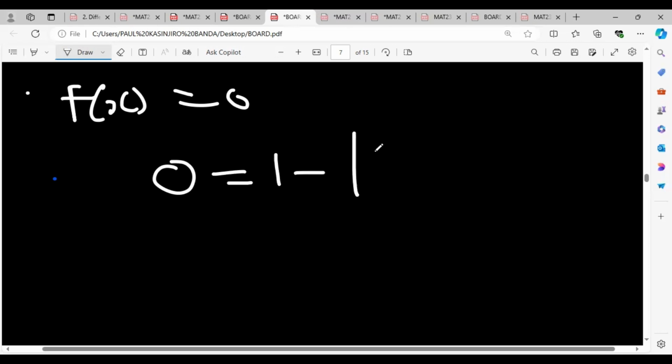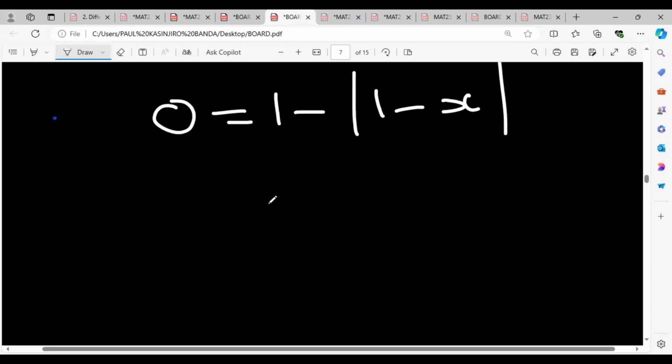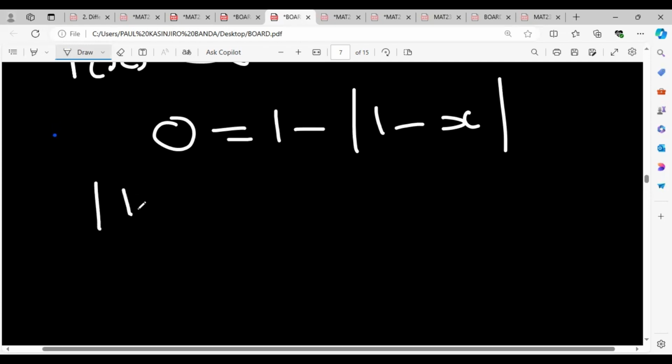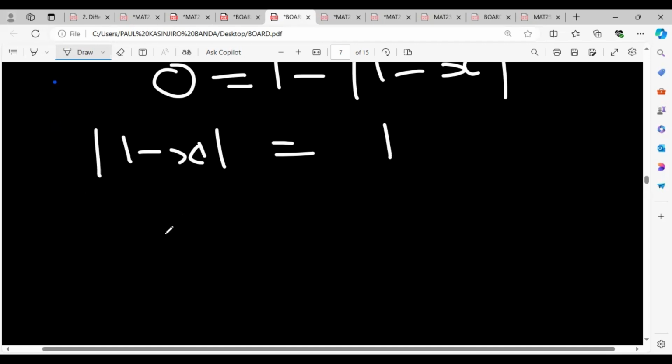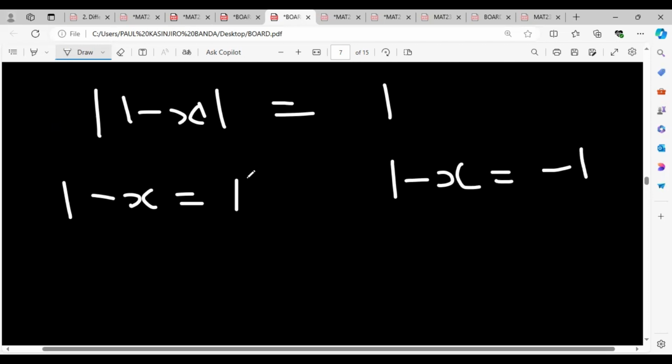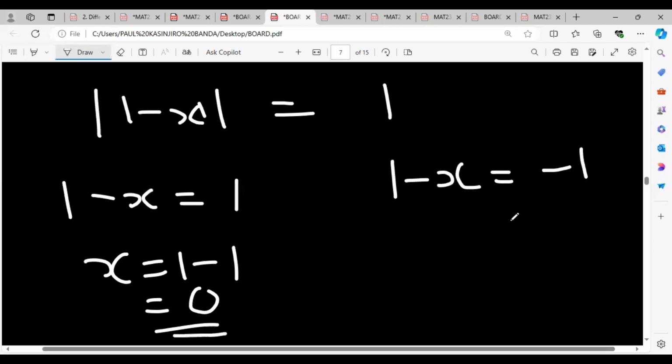Okay, so we are finding the x-intercept, right? So we said we let our f of x be equal to 0. So it will be 0 is equal to 1 minus the modulus of 1 minus x. Okay, so let's bring the modulus to the left. So we have the positive modulus now is equal to 1. And we know how to solve modulus equations, right? So this actually means that 1 minus x is equal to 1, and 1 minus x is equal to minus 1, right? Okay, so from here, we can see that the x value will just be 1 minus 1, which will be 0. Okay, then from here, we can see that the x value will just be 1 plus 1, which will be what?